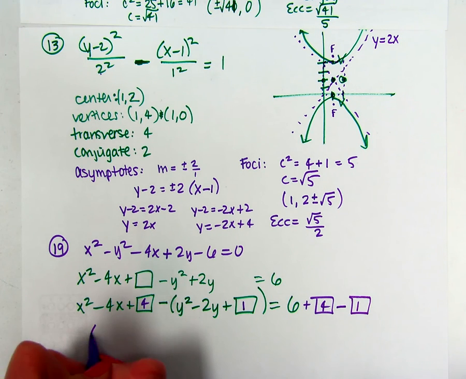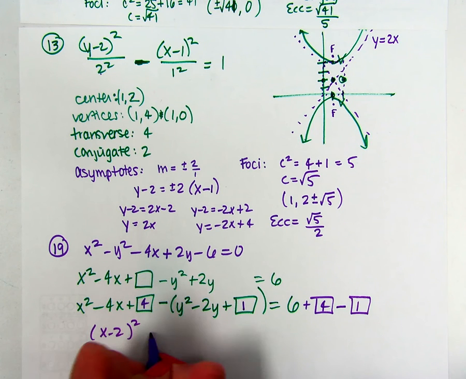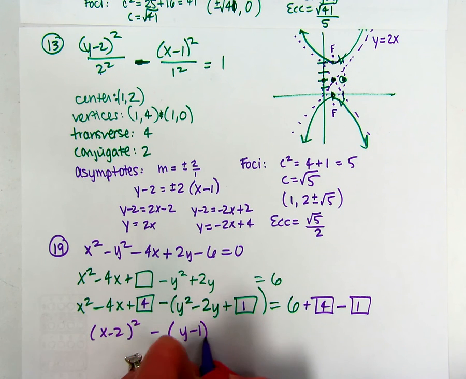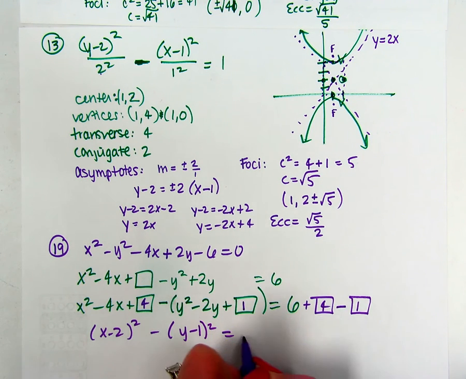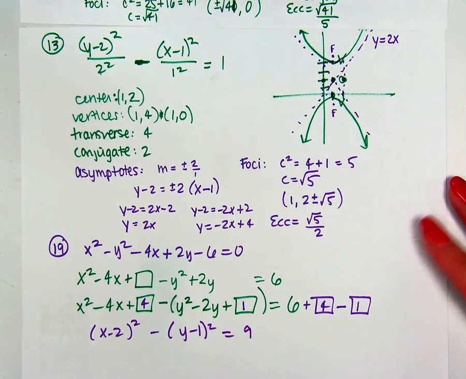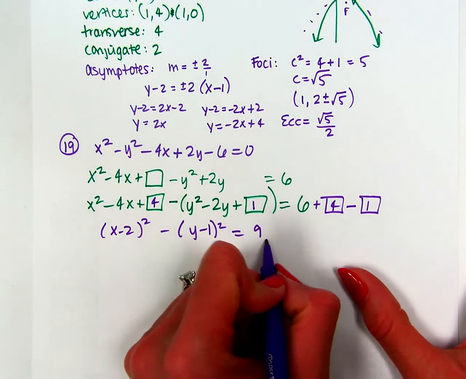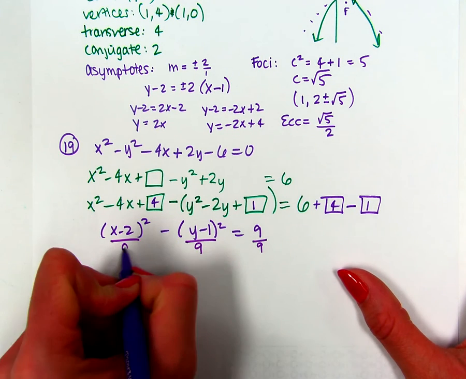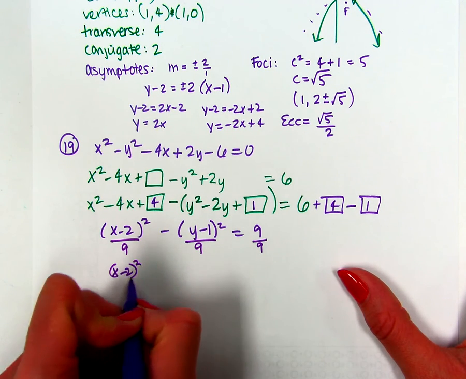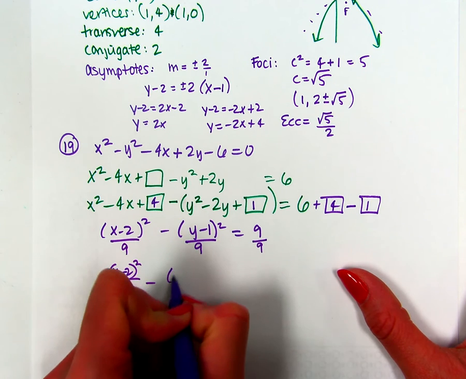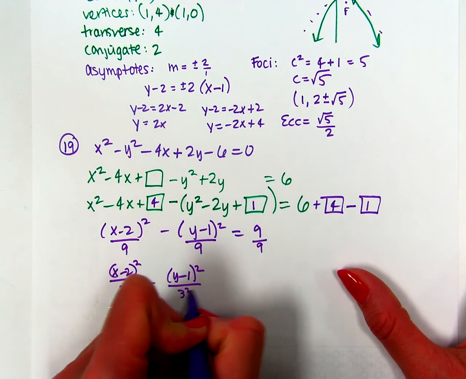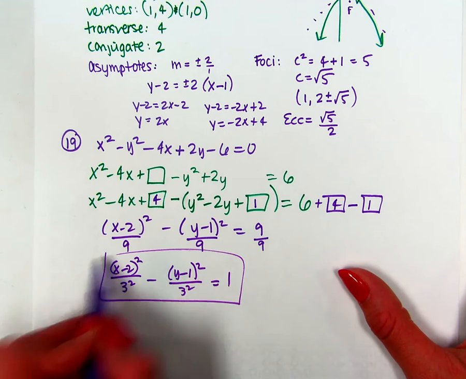Now I'm going to factor. So I get x minus 2 squared minus y minus 1 squared equals 10 minus 1, which is 9. All right, so my equation should be equal to 1, so I'm going to divide everything by 9. So this gives me x minus 2 squared. And if you want, you can change that to 3 squared. You don't have to. And 3 squared, and that equals 1. So there is my actual equation.